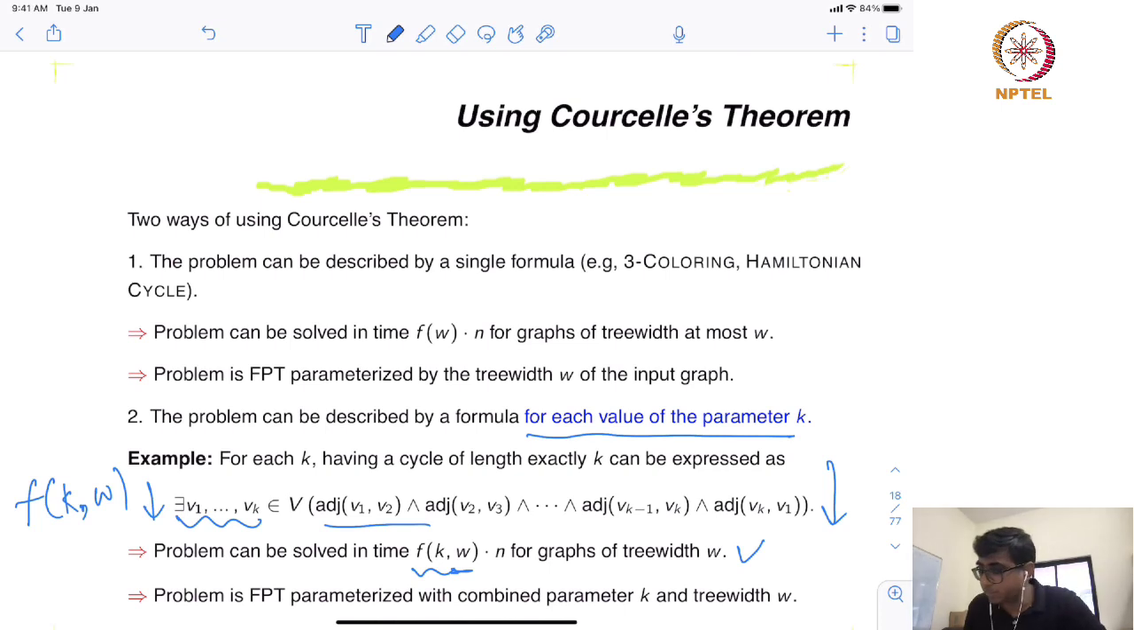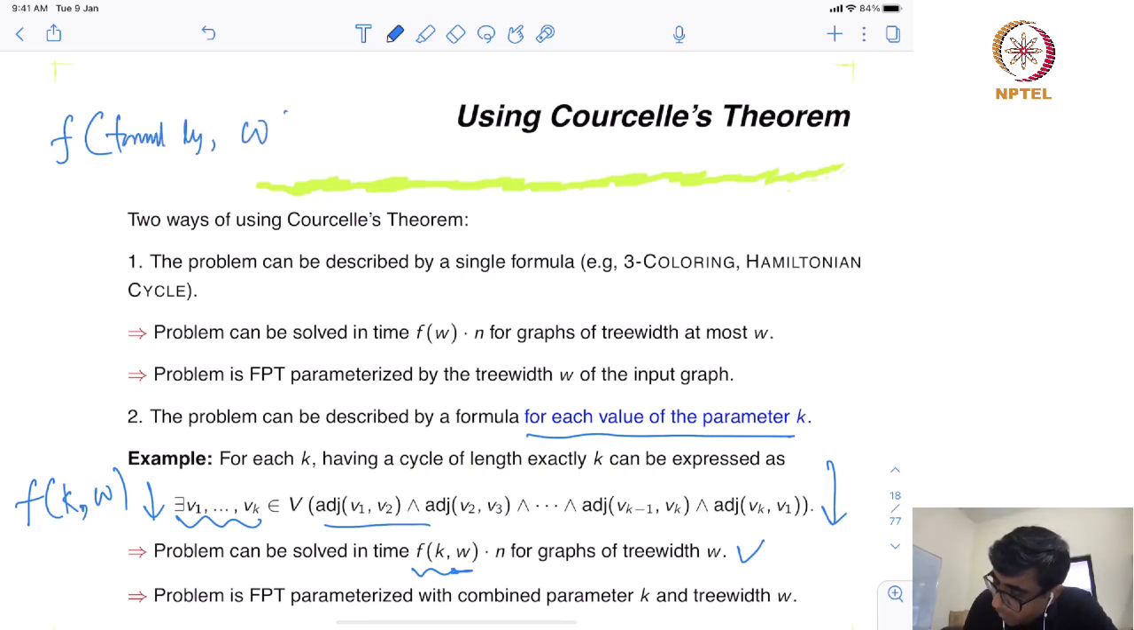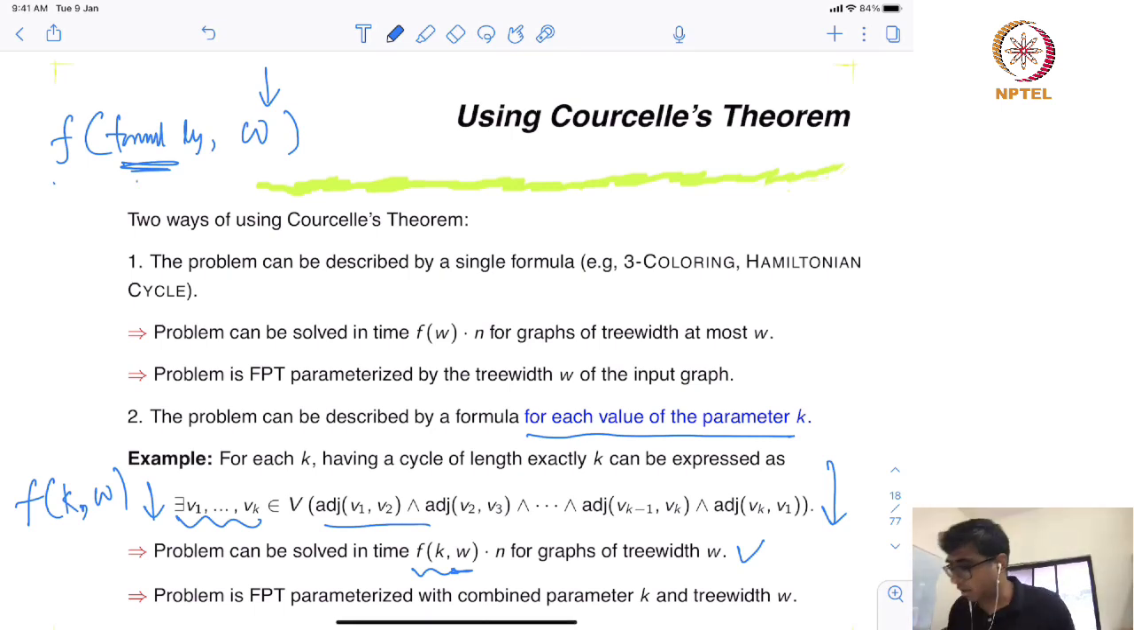So basically, you should always remember that the Courcelle theorem implies the problem is FPT parameterized by formula length, comma, tree width. So if the formula length is constant, this becomes just W. If the formula length is also important, then you have to represent both formula length and W. So this is how Courcelle's theorem works.